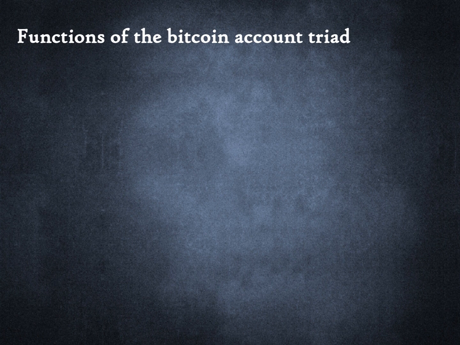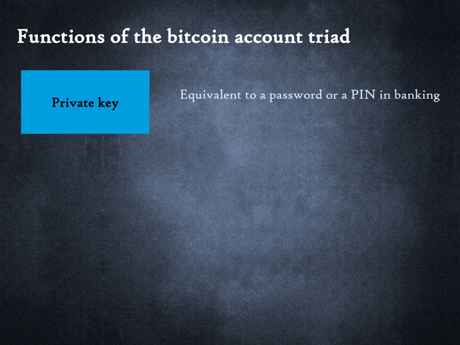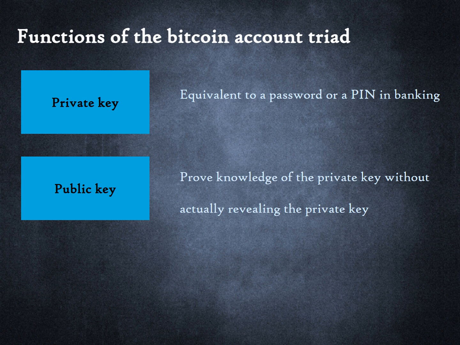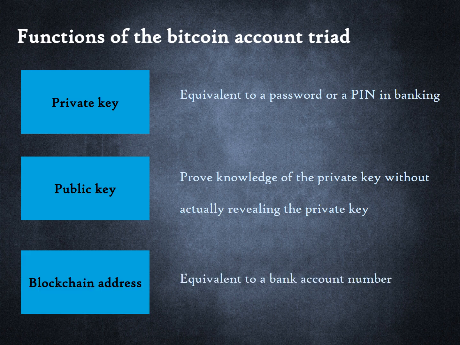We can now summarize the functions of the Bitcoin account triad. The private key grants access to send payments from a Bitcoin address. It is equivalent to an online banking password. The public key is used to prove knowledge of the private key to the world, without actually revealing the private key. The Bitcoin address is equivalent to a bank account number and allows the user to hold the value of cryptocurrency.